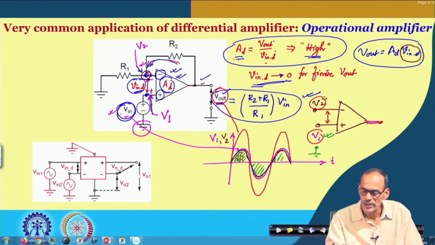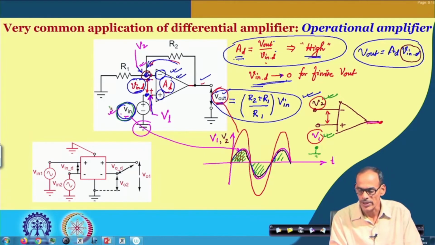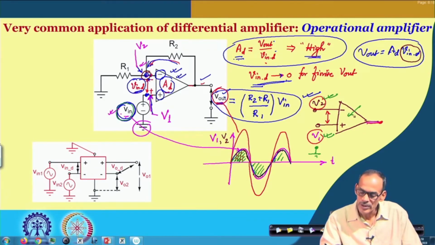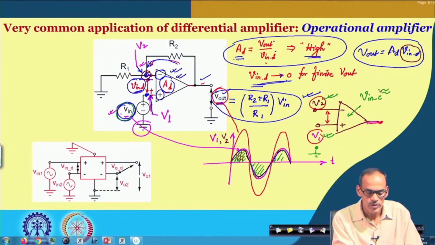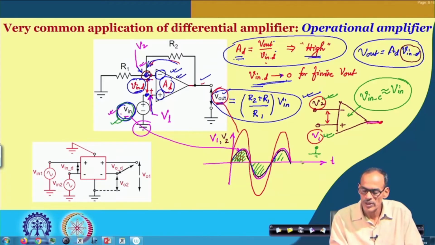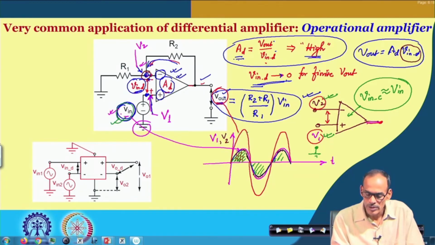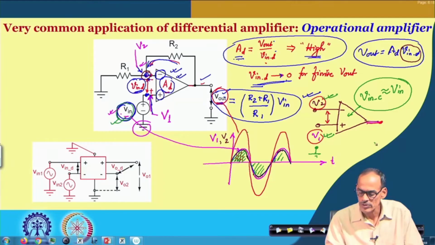both V1 and V2 have a very big common mode signal, which is almost equal to whatever Vin we are applying. So, this amplifier is facing a Vin C very close to whatever input voltage you are applying. And this common mode input voltage, we are expecting that it should not really affect the output; rather, the output should be coming only from the difference of the two signals.